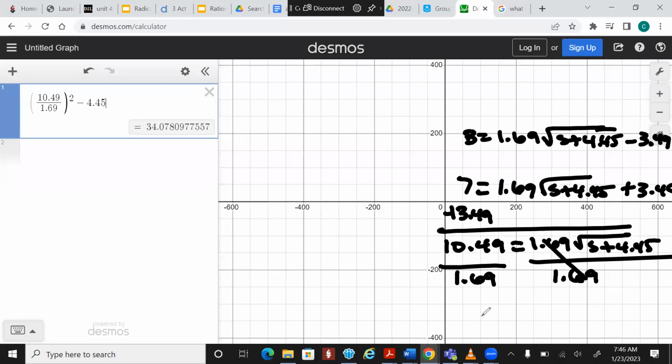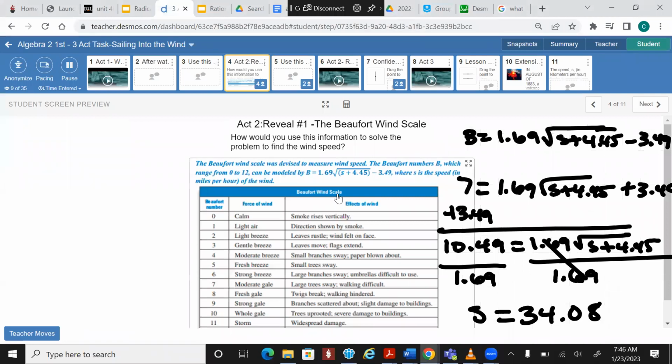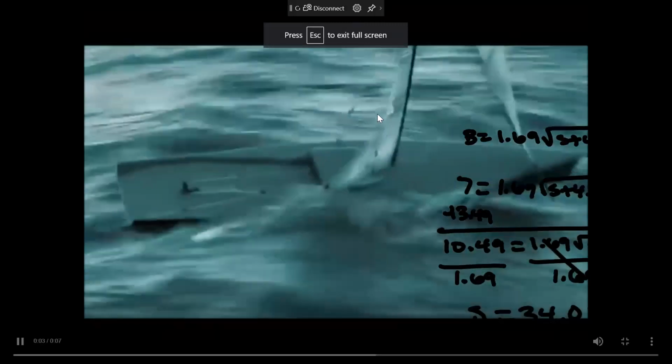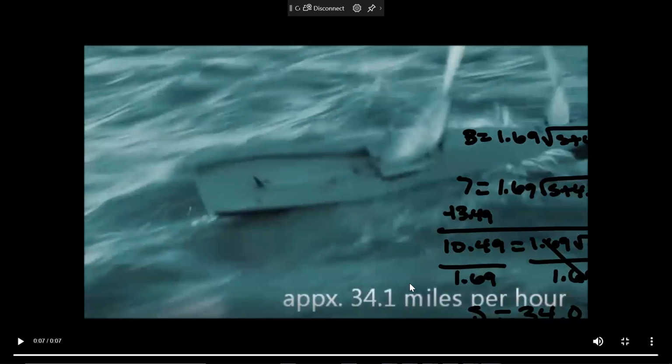Okay. So how fast is the boat going? Miles per hour? What is it measured in? Miles per hour, right? Okay. So let's look at the last task. 34.1 is the approximate wind speed. So we were pretty close.